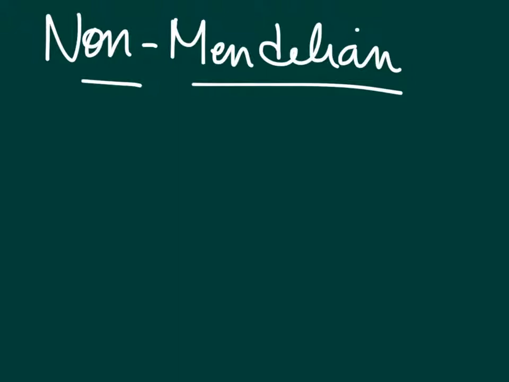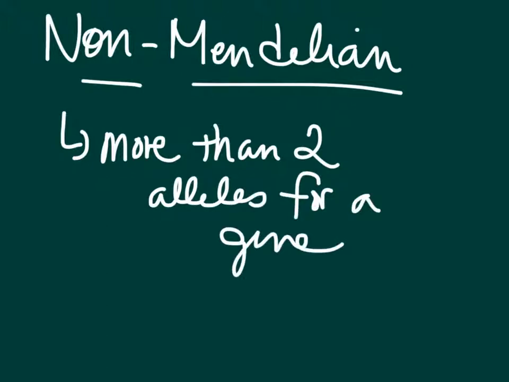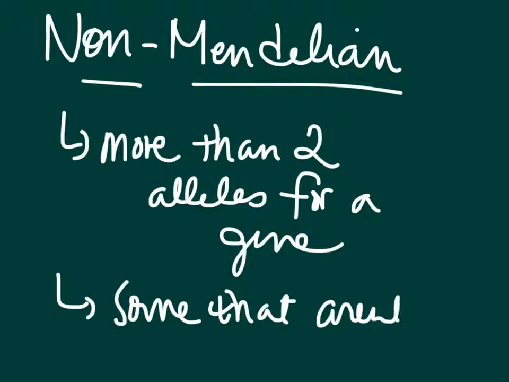Besides having more than two potential alleles for any given gene, there are also some that are not dominant. So we have to throw all those rules of dominance out the window. They don't count anymore. So we have some that are not dominant. And just like we have some that aren't dominant, we have some that are not exclusively recessive.